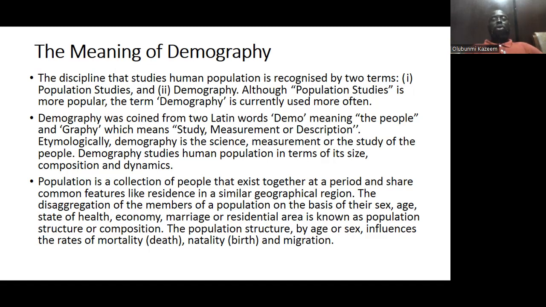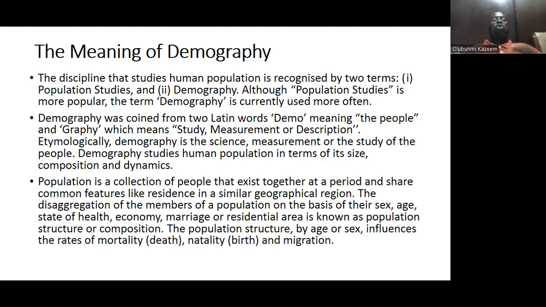Like I said earlier, we're talking about the size, the quantitative measurement of a population. What's the number? How big is it or how small is it? In terms of composition, we are interested in the structure of the population in terms of the sex, the gender, in terms of the educational qualification, in terms of the age of the population. And we're talking about dynamics. You're talking about the changes that take place in the population, which affects or influences the size of the population or the composition.